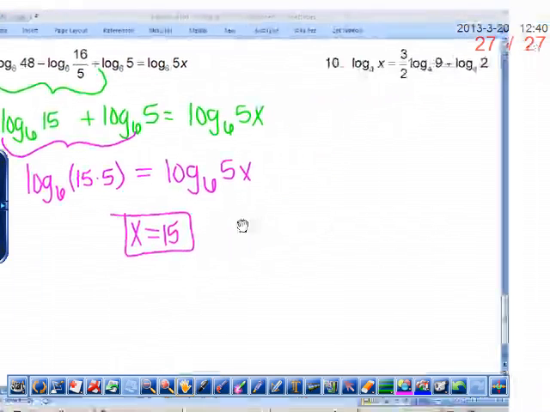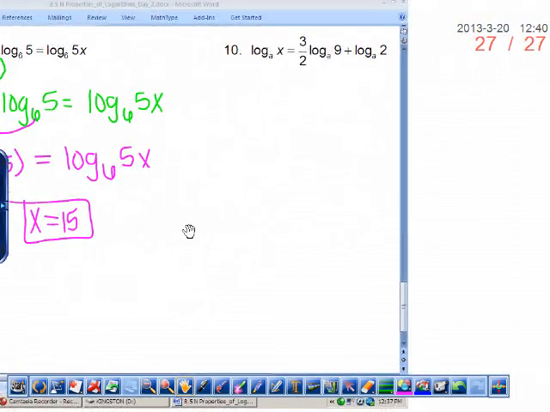All right, please work number 10. Just try this one on your own without help from a neighbor. Yes, that's log base A of x equals 3/2 log base A of 9 plus log base A of 2.